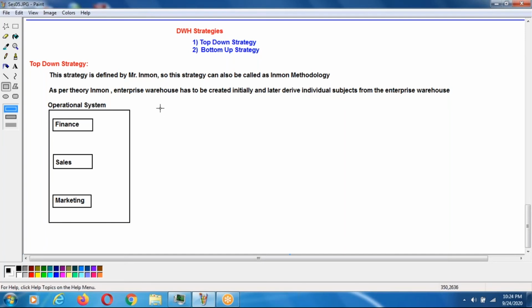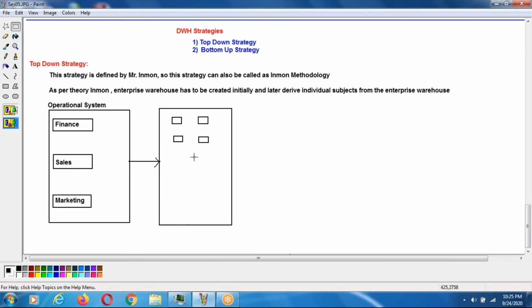Now this person is saying: create the enterprise warehouse. And this enterprise warehouse should maintain all this finance, sales, marketing related data. So here you can have maybe a star schema, or maybe you can have a Snowflake schema. Galaxy schema will not be present here because there are no individual subjects. So only a star or maybe a Snowflake.